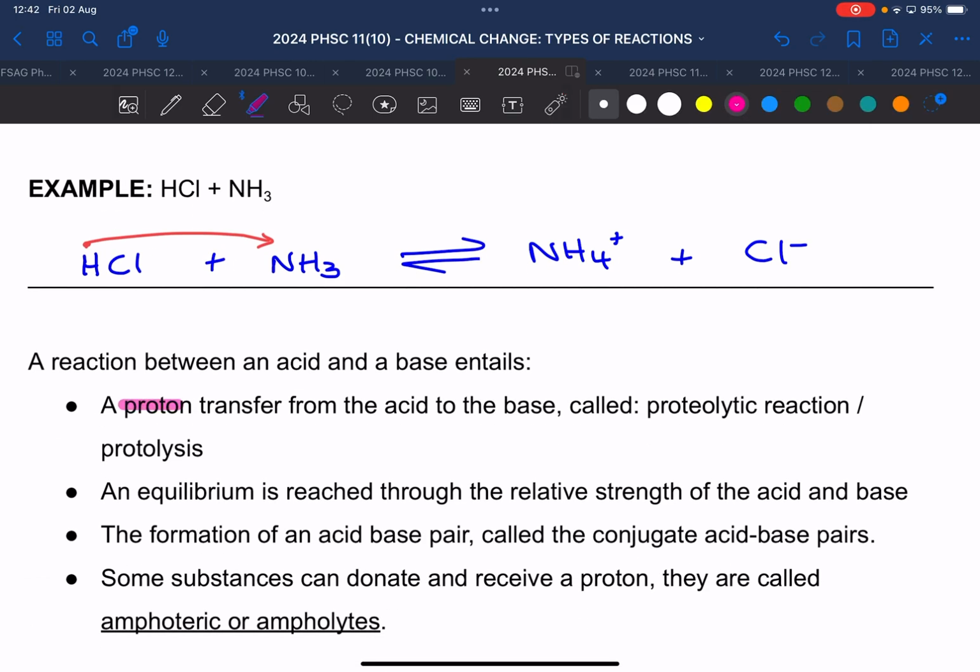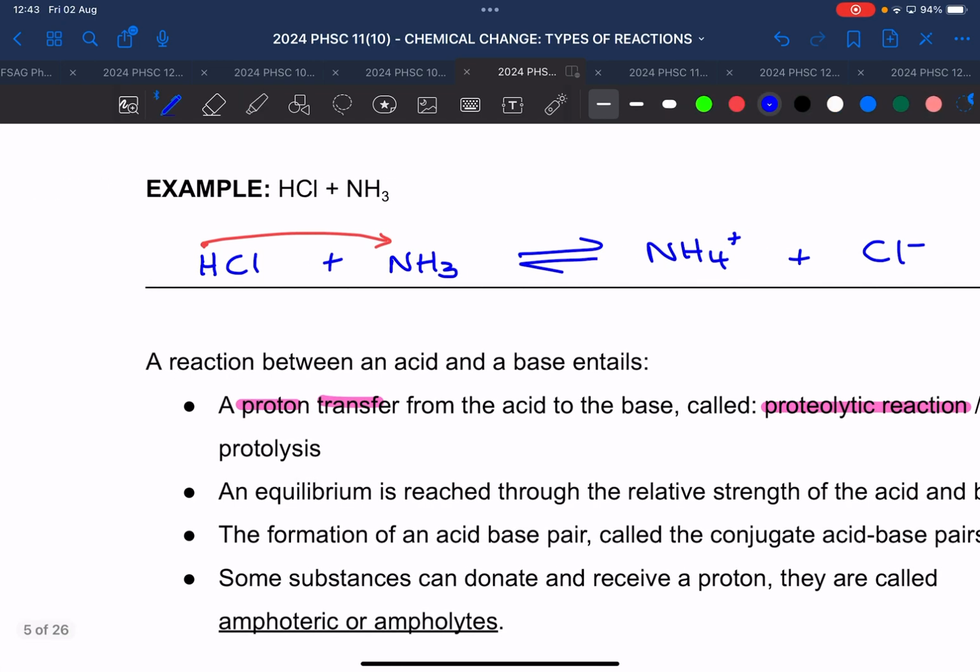and that is called a proteolytic reaction or protolysis. Protolysis, or a proteolytic reaction, is where there is a transfer of a proton, a transfer of a hydrogen ion. Now, they say an equilibrium is reached. Equilibrium can only be reached if you have a reversible reaction.